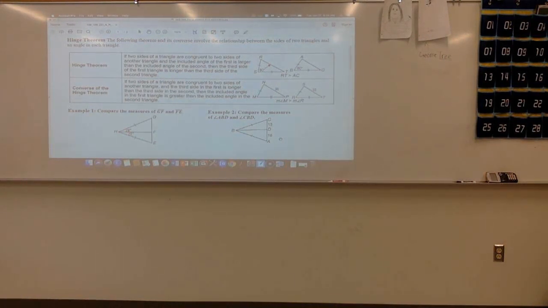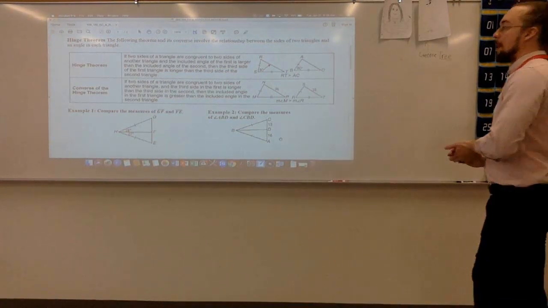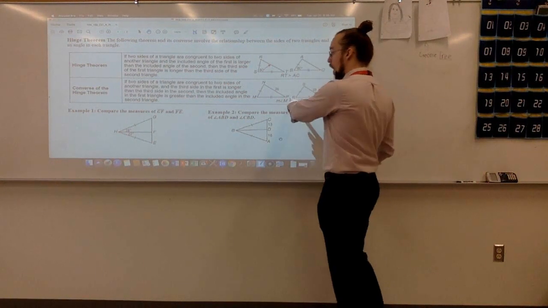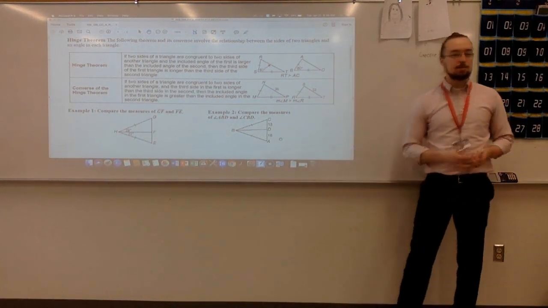If you think about a door opened just a tiny little bit, that angle is really small. The distance between the door and the frame is really small. The more you open the door, the bigger the angle is, the greater the distance between the door and the frame. That's where the hinge idea comes from. You can think about it with your hands as well. Same idea.